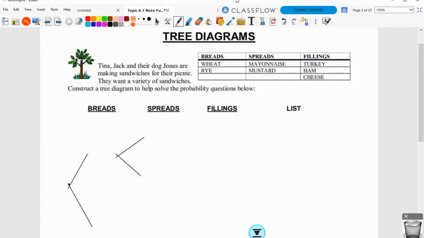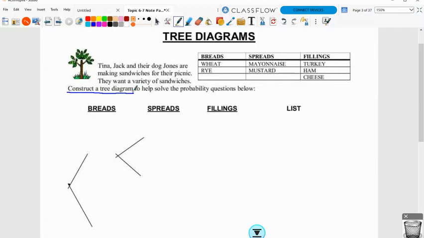It says Tina, Jack, and their dog Jones are making sandwiches for their picnic. They want a variety of sandwiches, so they've asked us to construct a tree diagram to help solve probability questions that follow below. If you look at the table, there are three different items that we're going to be using to make our sandwiches. There are breads, there are spreads, and then there are the fillings. For the breads, they have a choice of wheat bread or rye bread. For spreads, they can either have mayonnaise or mustard. And for fillings, they can either have turkey, ham, or cheese.